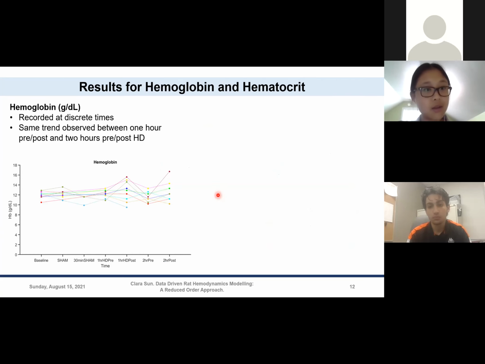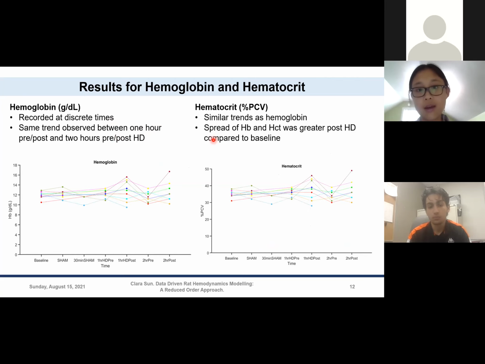The results of hemodialysis on hemoglobin and hematocrit are shown here. Unlike the blood pressure and heart rate data, hematocrit and hemoglobin data were collected at discrete times between baseline and 2 hours post-HD.